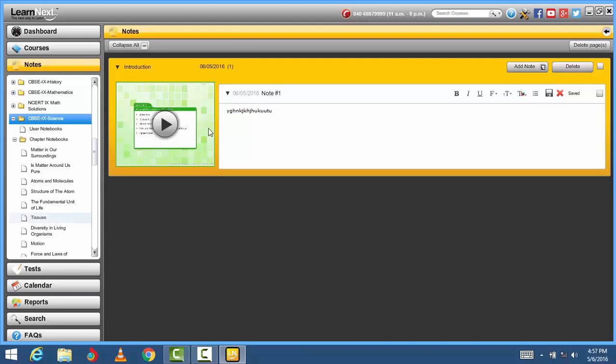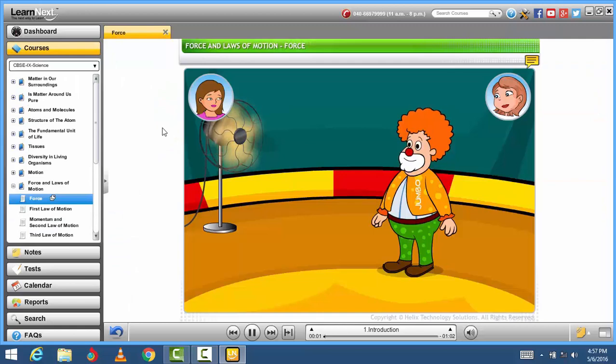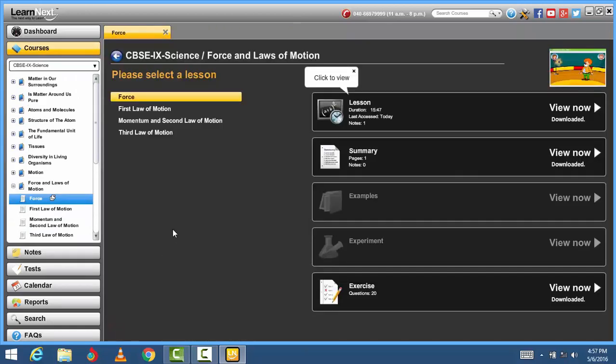While going through the notes, if you want to recall anything from the lesson, by clicking here, the lesson will start from that particular point where you prepared the notes. This way, while going through the lesson, you can access the notes. While going through the notes, you can access the lesson.